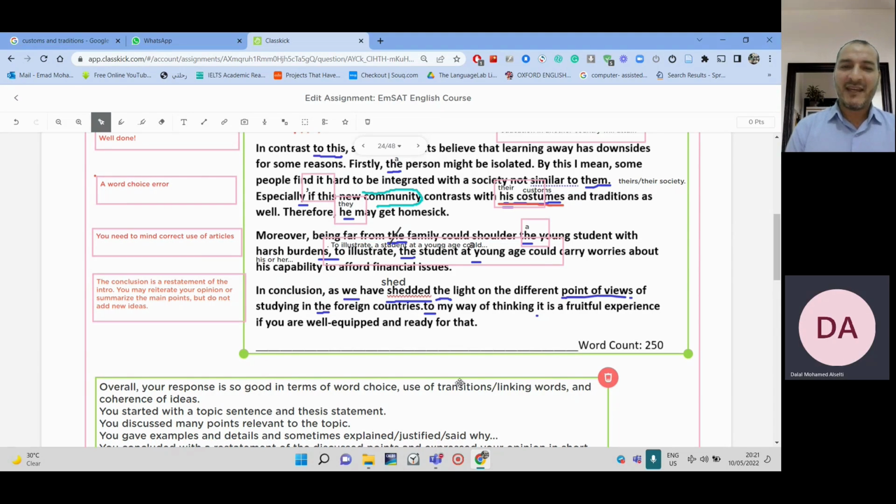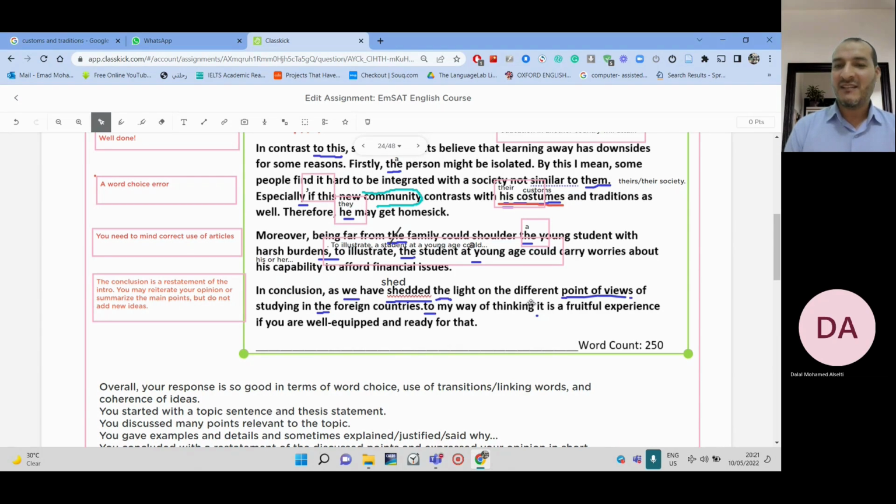Expression. So in conclusion, "I have shed light on the different points of view." What is the meaning of point of view? It means opinions, different opinions, like the advantages and disadvantages. Which should be plural, point or view? Point. Different points of view. You make the first word plural. So you say different points of view, or you can say "I have shed light on different views."